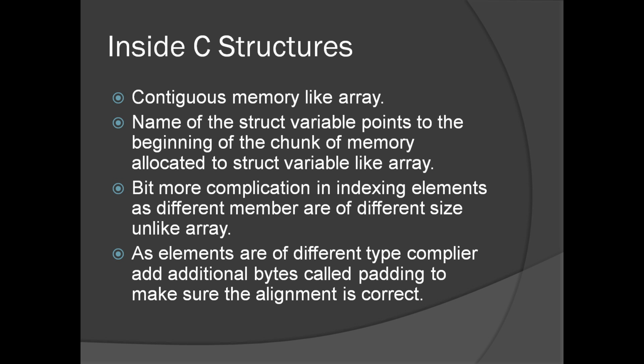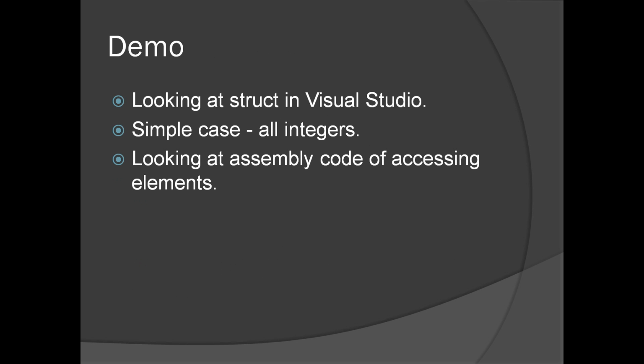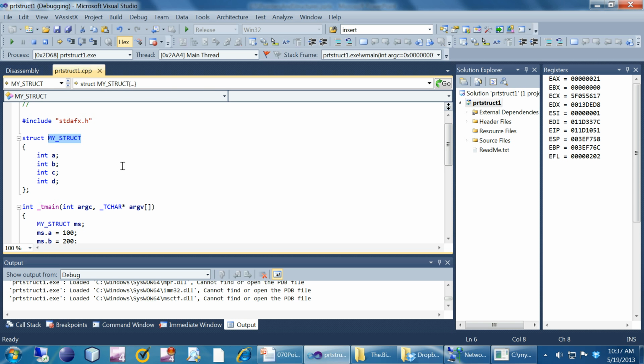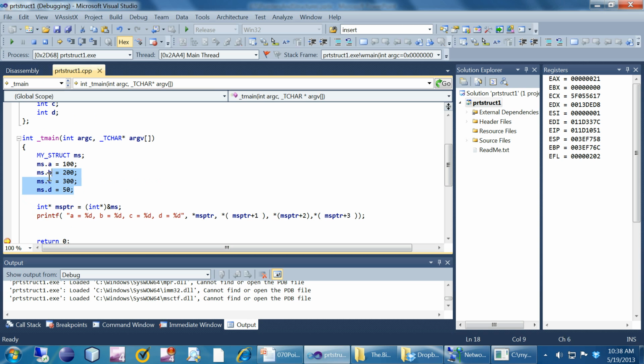Also, in the case of a structure, to correct the alignment, the compiler adds some extra bytes called padding, which is not there in the case of an array. So let's look at a program with a structure in Visual Studio and see how the memory is allocated. Here we have a program which has a structure data type. It contains 4 integers a, b, c and d, all integers. We are accessing and assigning some values to a variable of type myStruct, which we have seen here. This is a very simple and straightforward program which includes structures in C.